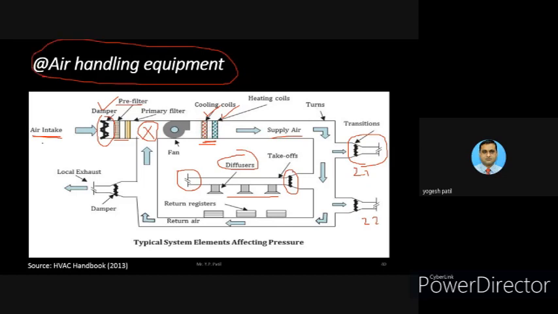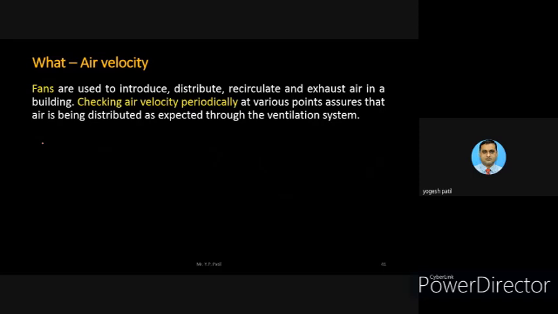Now from these diagrams, it is very clear what a building automation system is and what components are there in the building automation system. The first one I mentioned is air velocity. Air velocity is also an important thing, and we are required to measure it.